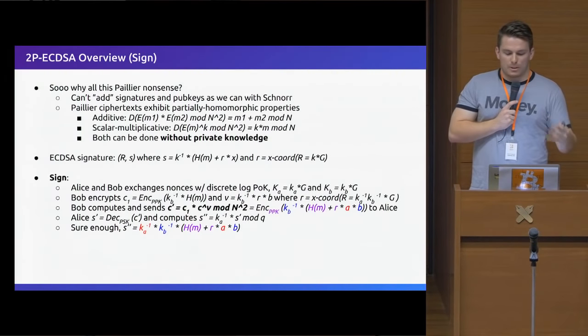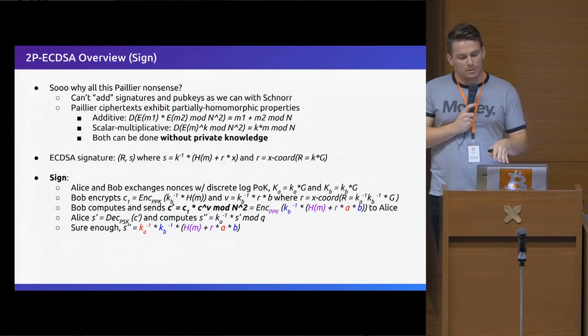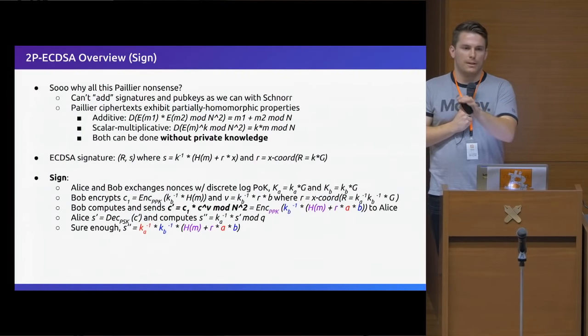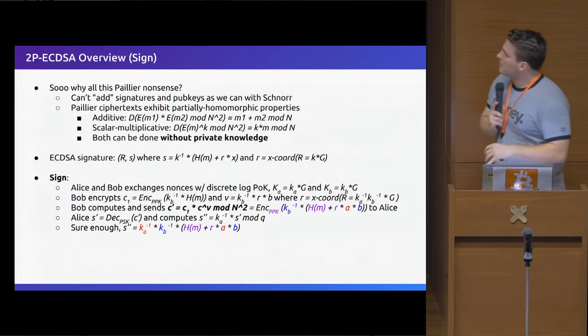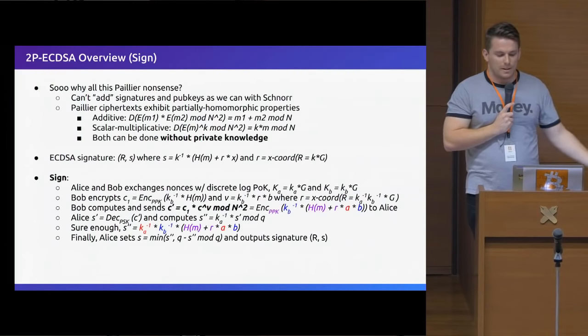Wherever there's a K, it's replaced by an Alice and a Bob K. And similarly, the secret keys are also Alice and Bob replacing the single secret key there. So you can see that these equations are similar enough, and this actually works as an ECDSA signature. The final step is making sure that the S value is small.